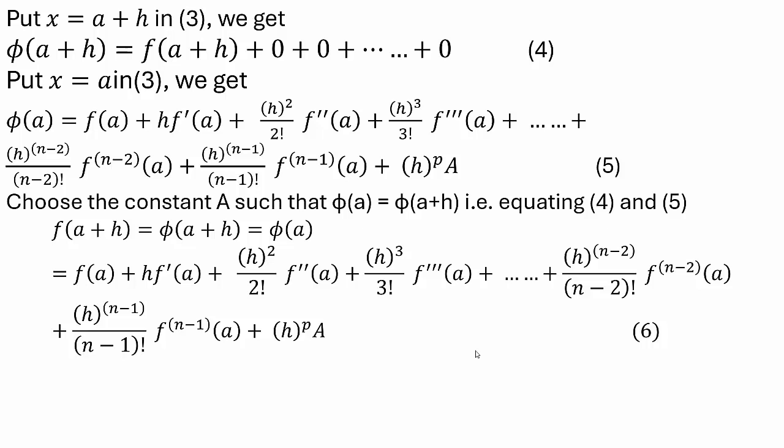We define first phi, then put x equal to a plus h, we will get equation 4. Then put x equal to a plus h in that equation, we will get phi of a plus h equal to f of a plus h. Then put x equal to a, we will get phi of a. Then by equating 4 and 5, we will get equation 6.